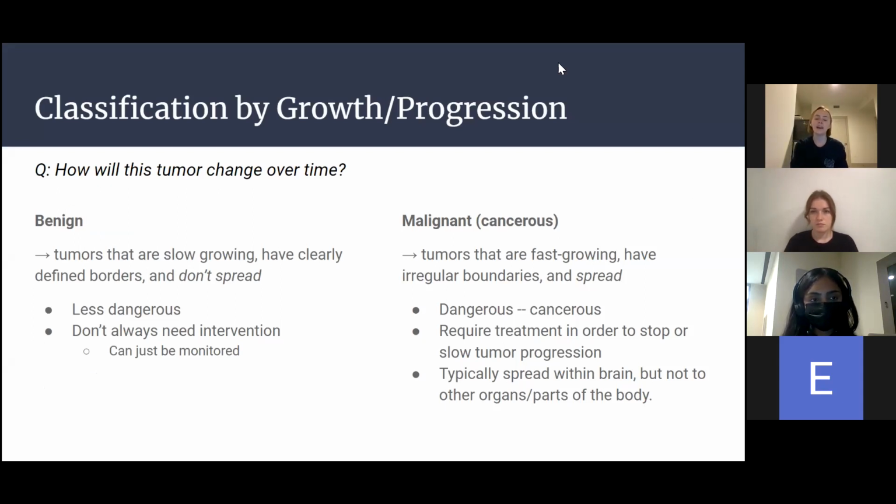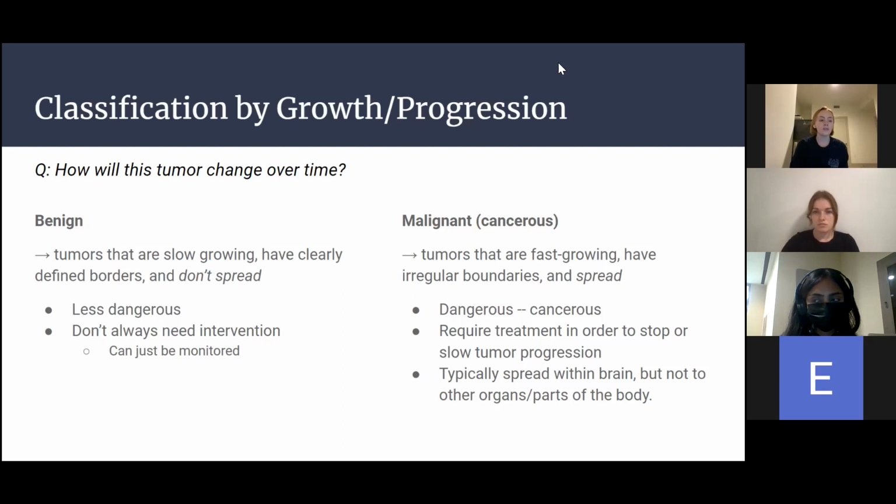The very first one is classification by how a brain tumor grows. When you're trying to decide how to classify these, I want you to ask yourself, how is this tumor going to change over time? And there are two major answers to that question. Either a tumor is benign, meaning that it grows really slowly and stays in one spot. It just gets bigger in its original location.